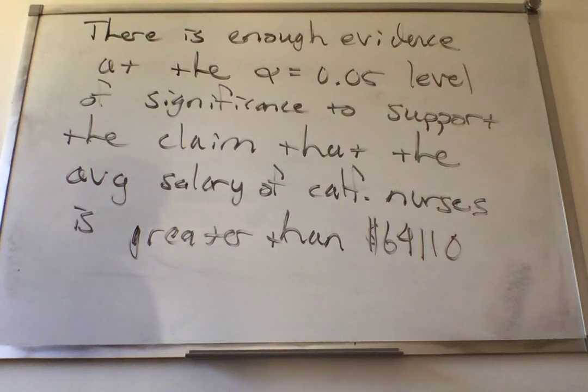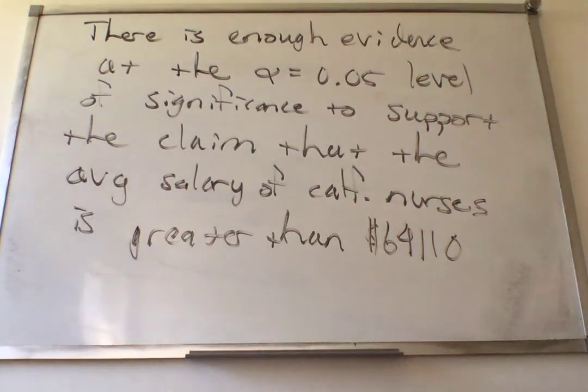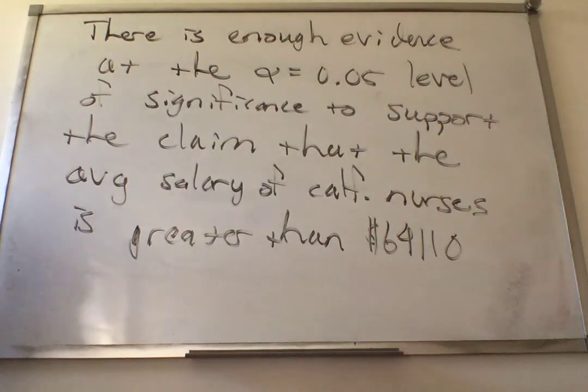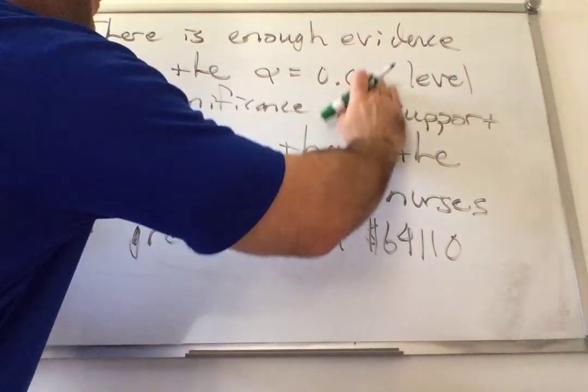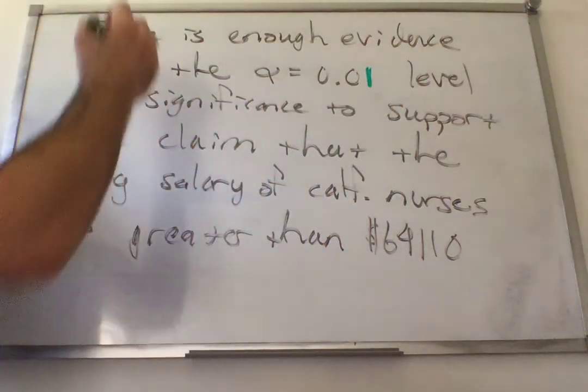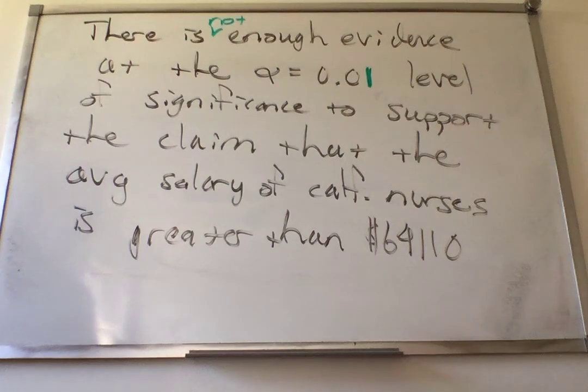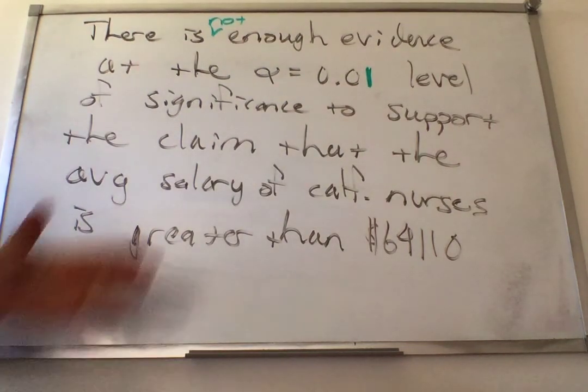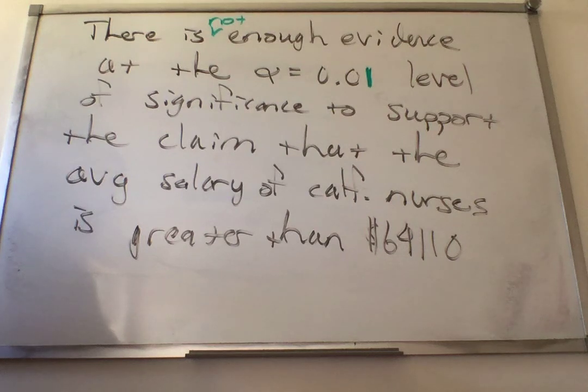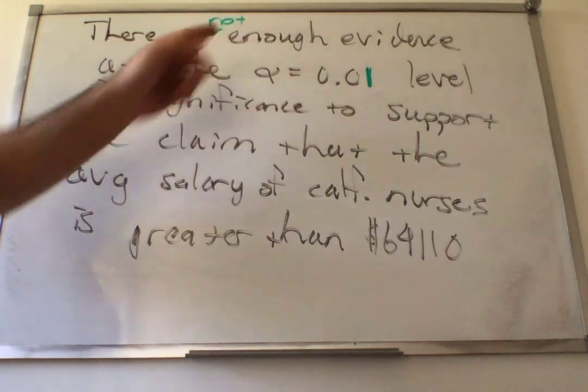Now, let me just show you the slight difference if we did not reject the null hypothesis. What would change in this statement? Okay, remember our alpha value was 0.01. There is not enough evidence at the 0.01 level of significance to support the claim. So remember, if we change it to 0.01, our p-value was not smaller than our alpha value. Since it was not smaller than our alpha value, we would not reject the null hypothesis. Our claim was the alternative hypothesis. Since we could not reject the null, well, we don't have enough evidence to support our claim.